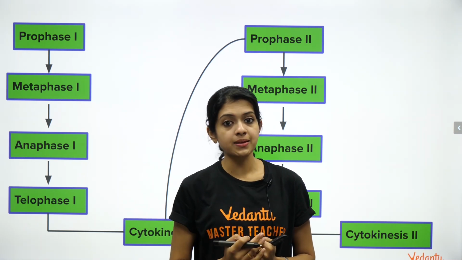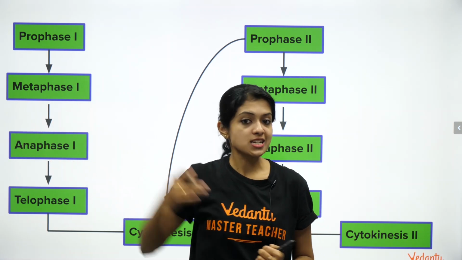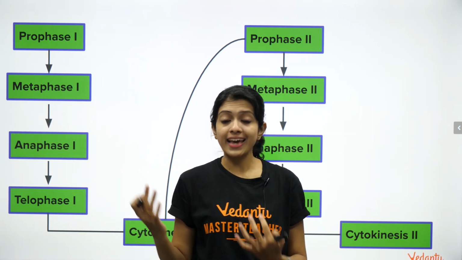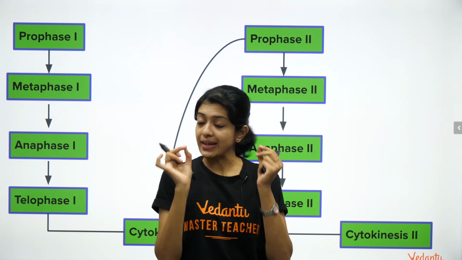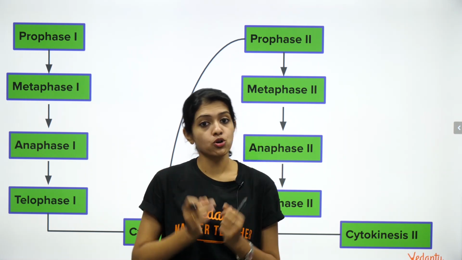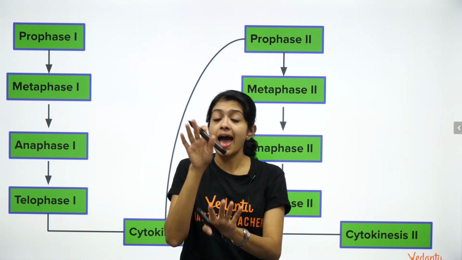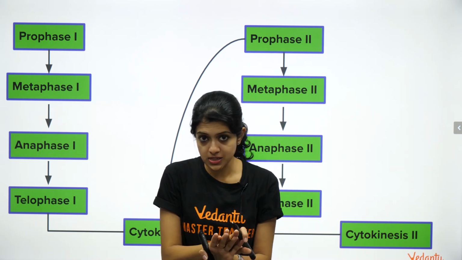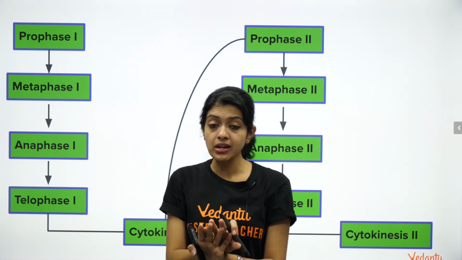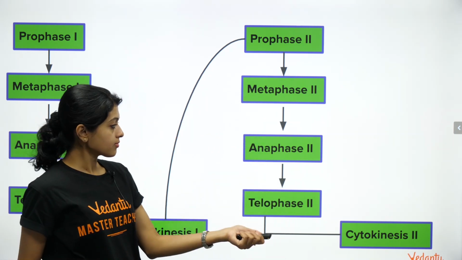But how this happens, please go to the start of this video and watch it again and again until it is completely clear in your mind how the process happens. Do not get mixed up between sister chromatids and homologous chromosomes. Very important, children. Do keep this in mind.